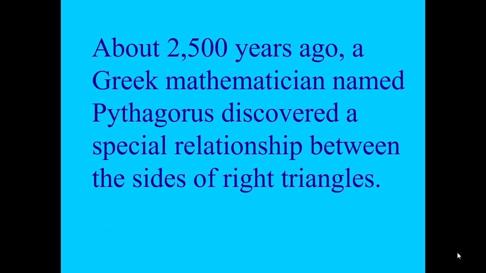So about 2,500 years ago, a Greek mathematician named Pythagoras discovered a very special relationship between the sides of right triangles. This is just extra information giving you background knowledge, so it's not essential that you write this down, but it is a fun fact if you're ever playing trivia.